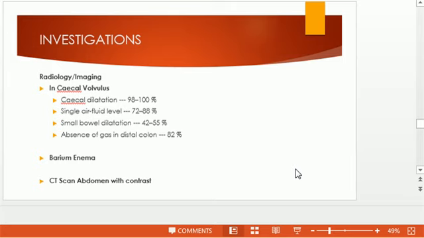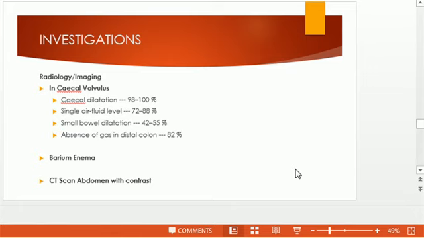The other findings on plain X-ray of the abdomen: small bowel dilatation may also be there, because the cecum, the ileocecal area, is rotated, so the ileum proximal to that will be dilated. Absence of gas in the distal colon is another feature. About 80% of the patients, on plain X-ray abdomen, have the distal colon, distal to the cecum where rotation has occurred, empty of any air.